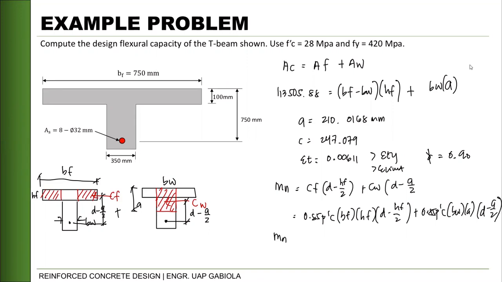Okay? So when we do that, Mn will be, substituting the values, 0.85 times 28 times 750 times 350 times 750 minus 100 over 2, so that is 50, plus 0.85 times 28 times 350 times our A, 210.0168, times 750 minus 210.0168 over 2. So how much?